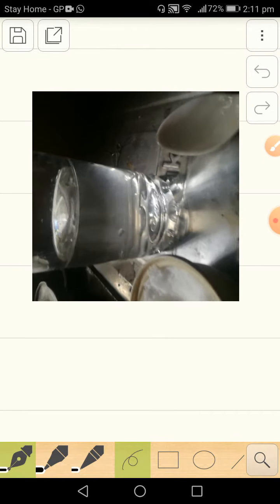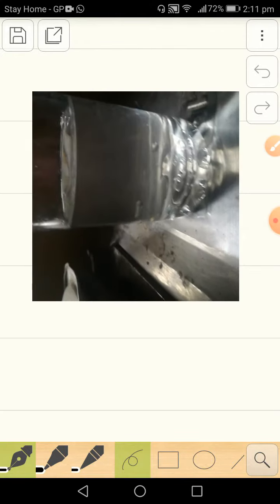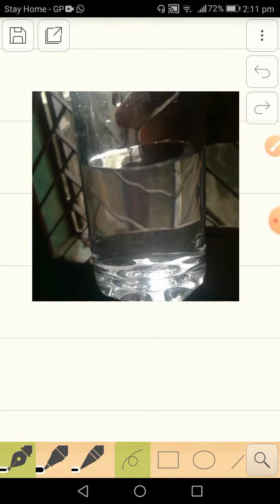Here we go. Look, the solution is almost completely clear. That means all the salt has dissolved in the solution. So sodium chloride is a soluble salt. Now my question is, how would you separate the sodium chloride from this solution? What we have to do is English Cricket Club Fielder, first we have to do evaporation.